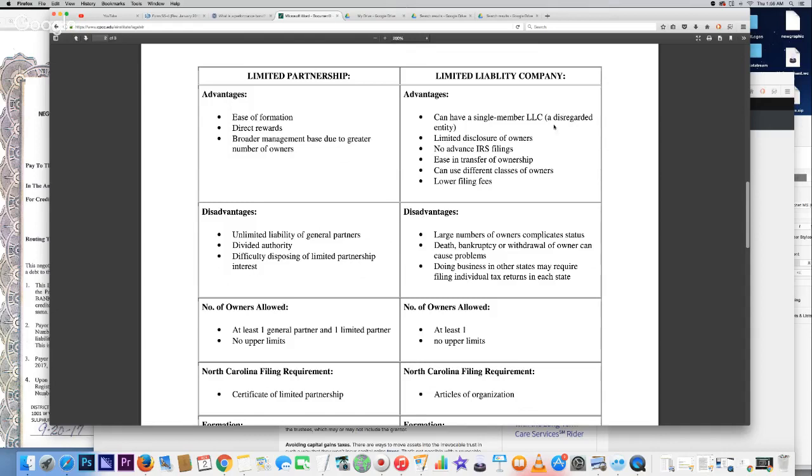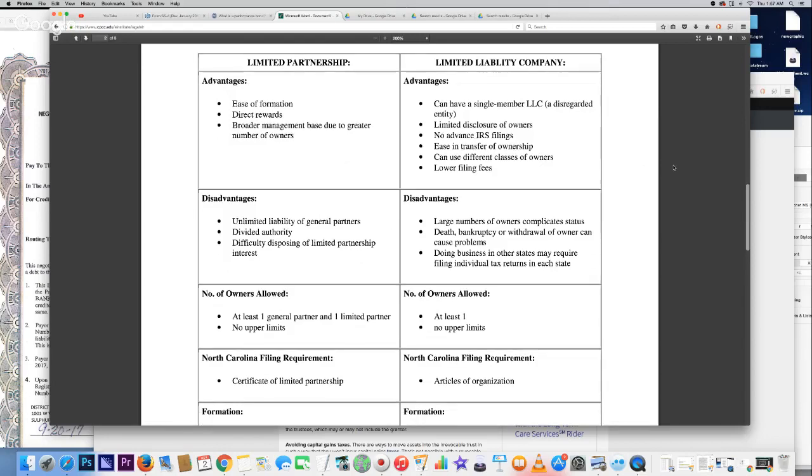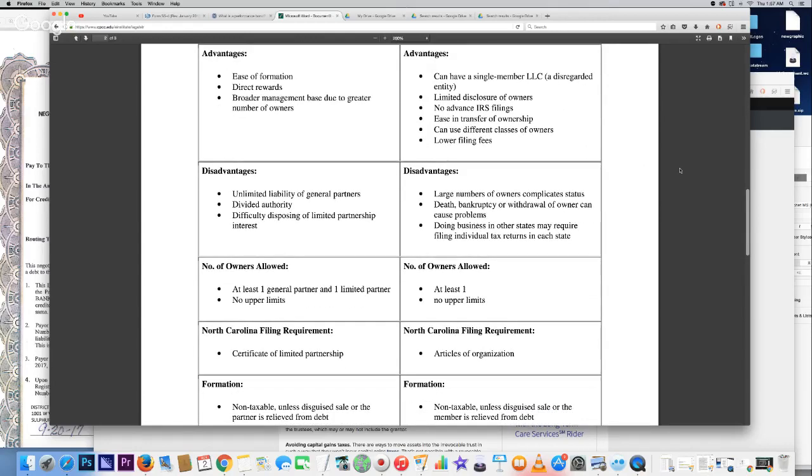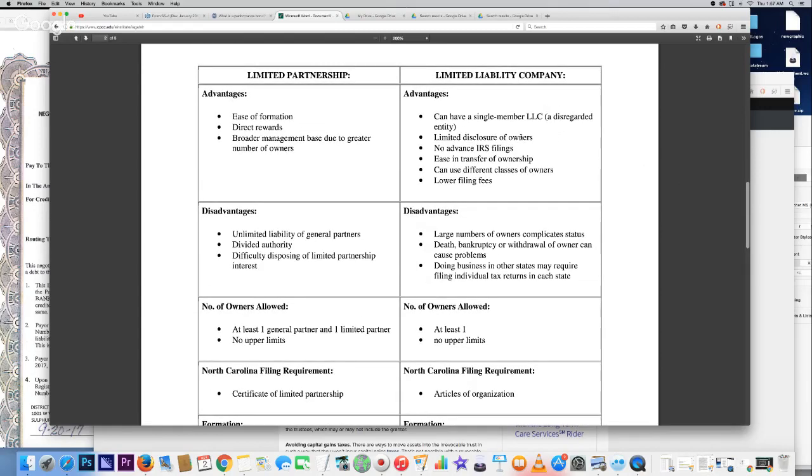Limited liability company, LLC. Advantages: can have a single member LLC as a disregarded entity. Careful with that. Limited disclosure of owners. No advance IRS filings. Ease of transfer of ownership. Can use different classes of owners. Lower filing fees. It has a longer list of advantages, right, than all these other ones so far, right? You see what I mean? That's a lot of leverage in that, which is why the LLC, limited liability companies, cost more.